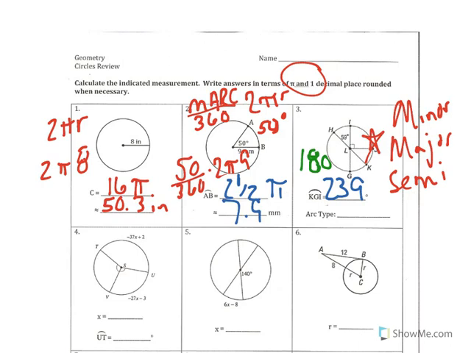So remember, minor is 2 letters, major is 3, semi is 3. Semi will end like K, G, H. That would be a semi.